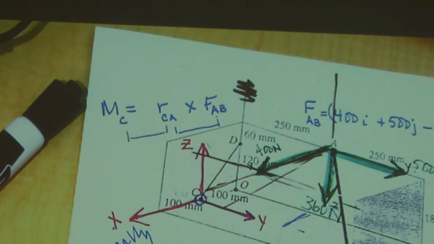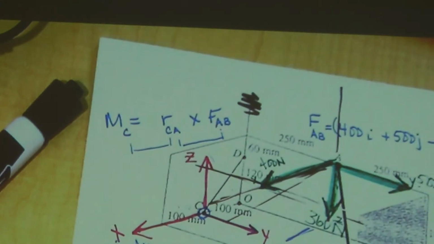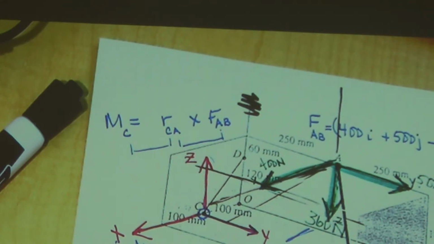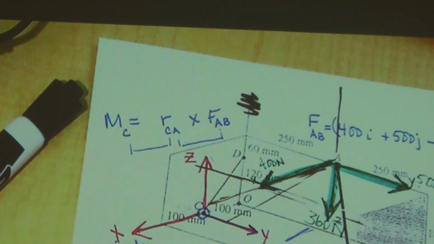You put your fingers in the direction of the force, and then your palm goes in the direction of the axis that you're finding the moment about. So which one do you want to do? 360? Yeah, it's the very last one that you did. Okay. So fingers go in the direction of the force.